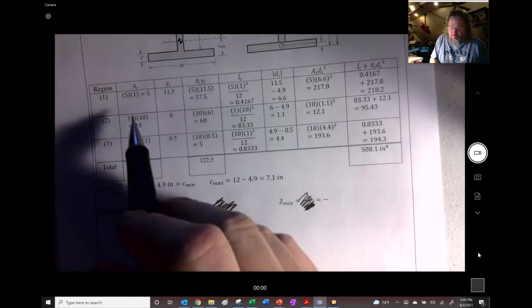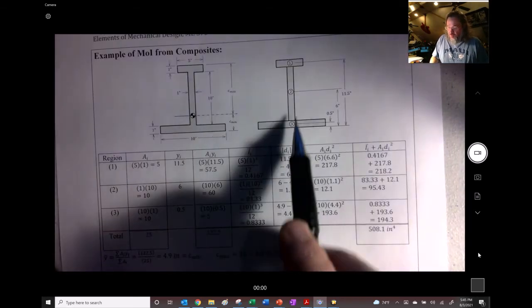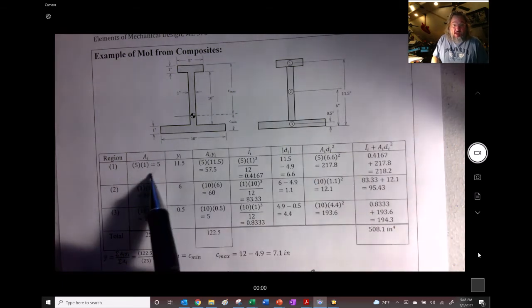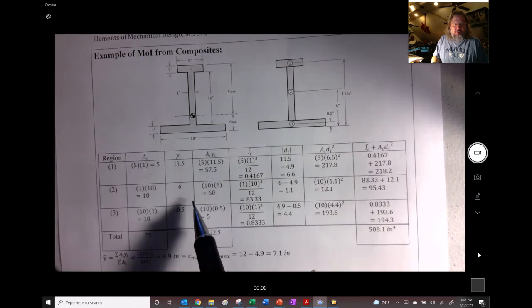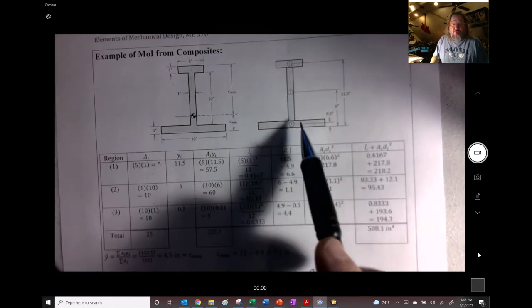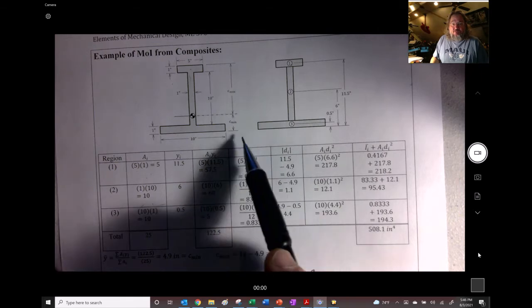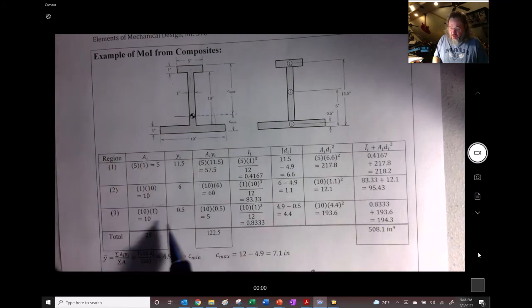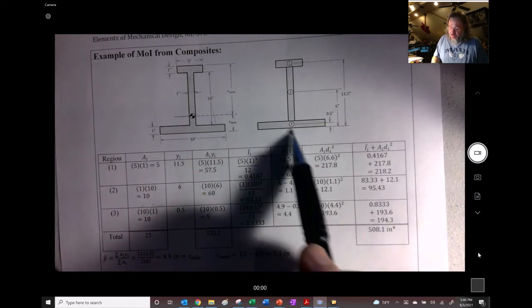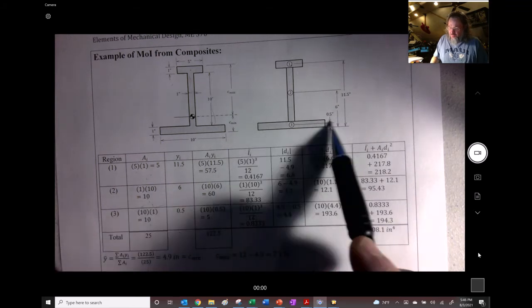But if I go through this process and find for region 1, there's region 1, and I find what the area is of this. It's 5 by 1. Then I find the area of region 2, which is based on the dimensions given right here. This is 10 inches right there, and this is a thickness of 1. So I get the area, and then region 3 right there, I see that that's 10 times 1. I can see what the area of this piece is.